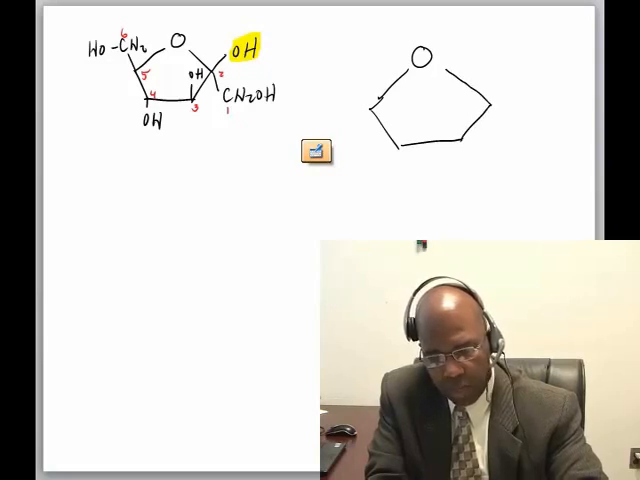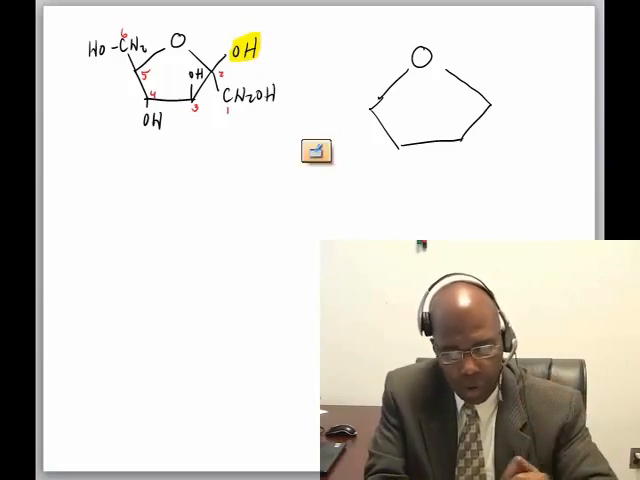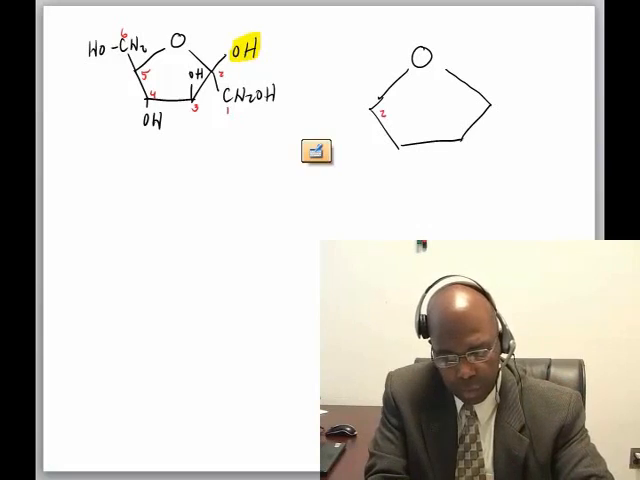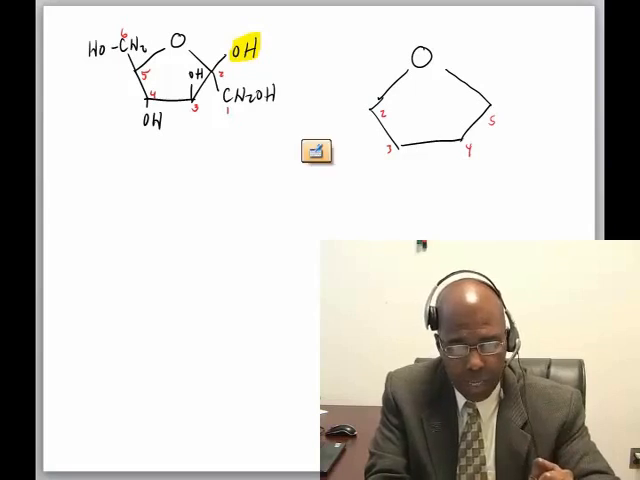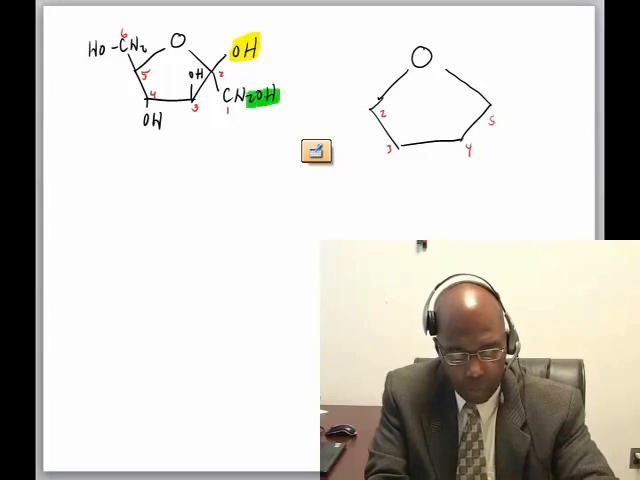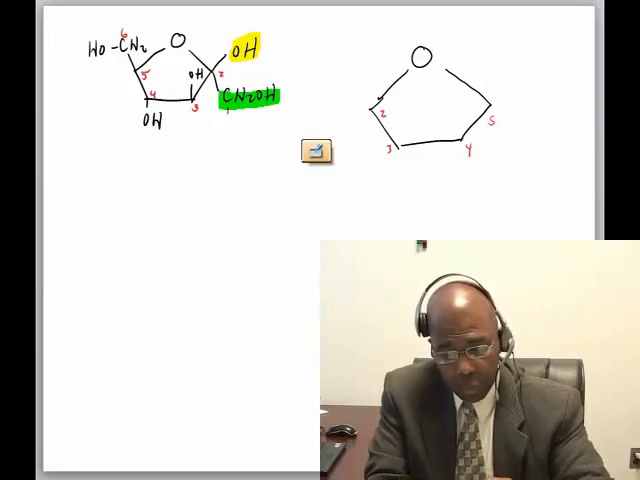2, 3, 4, 5. Okay, now let's number our carbons. So this is going to be 2, 3, 4, 5. Now I have to determine what goes up and what goes down. If we look over here, I'm going to highlight the 1 carbon. Here's the 1 carbon. It's going down. So if I flip this over, it needs to come up now. So the 1 carbon needs to come up.